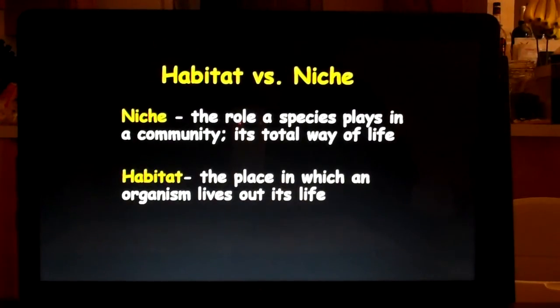So now we move on to habitat and niche. We talked about this in our project. A niche is the role a species plays within the community. It's its total way of life. Without a niche, we do not know exactly what the species does. So the habitat is the place in which an organism lives out its life. So the niche is the role, the habitat is where it lives.